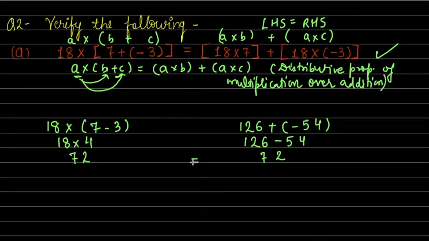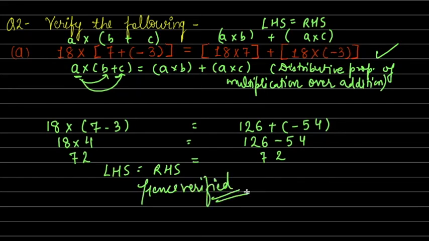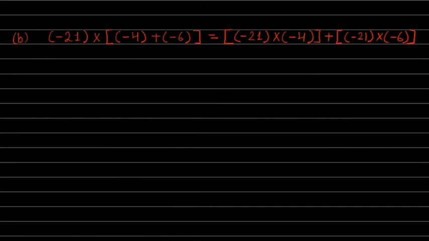So you see both the sides are coming equal to each other. So how do we write it? Left hand side is equal to right hand side, hence verified. Okay, so both the sides are coming equal, that means the property is verified. Similarly, you have the B part of this question, which is the same. Again, if you see, this is A into B plus C is equal to, A is what? Minus 21, A into B. This is your plus, and A into C. This is again the distributive property of multiplication over addition.